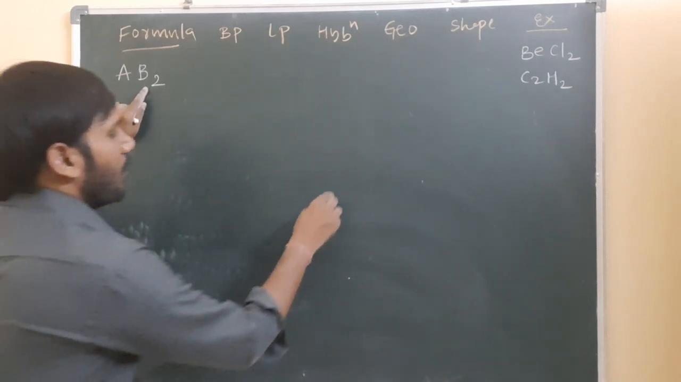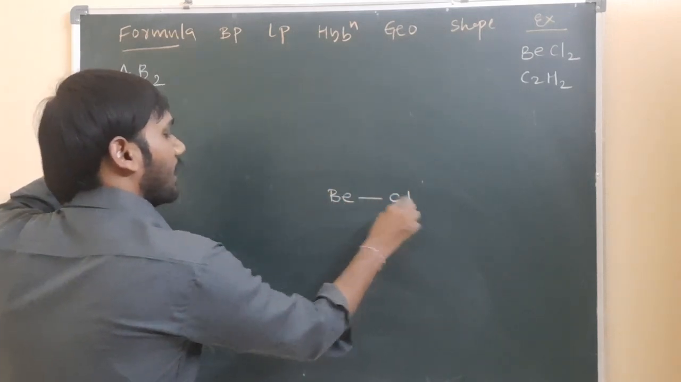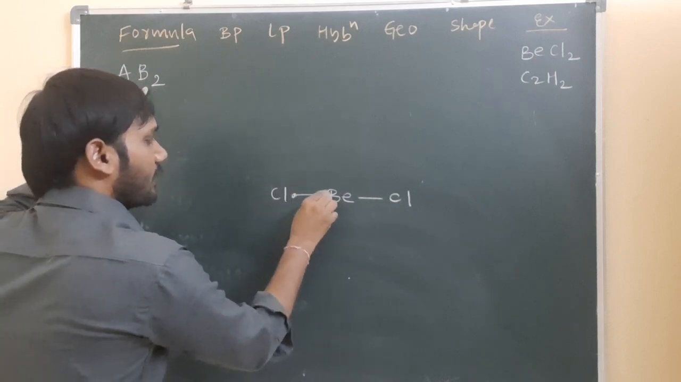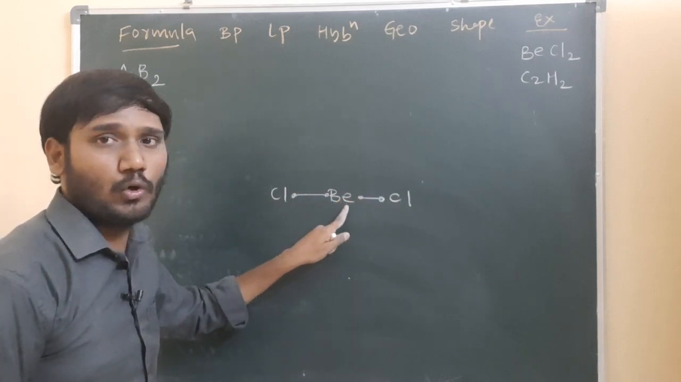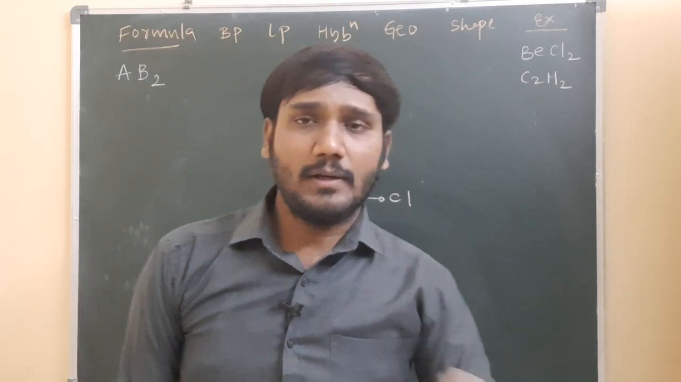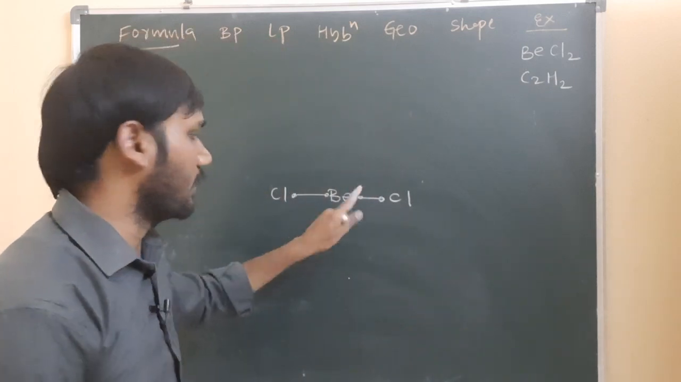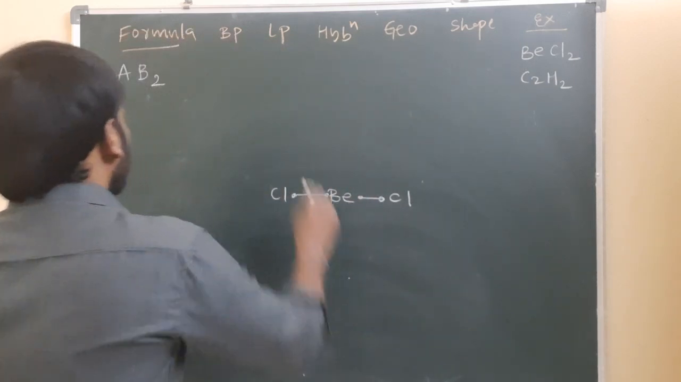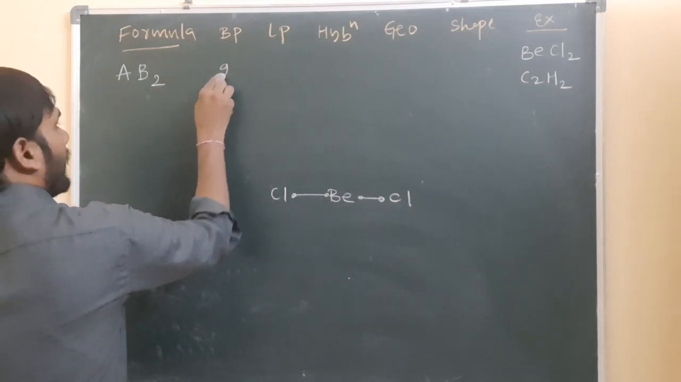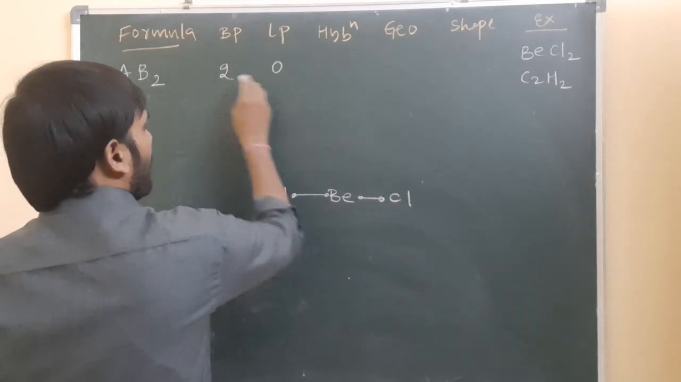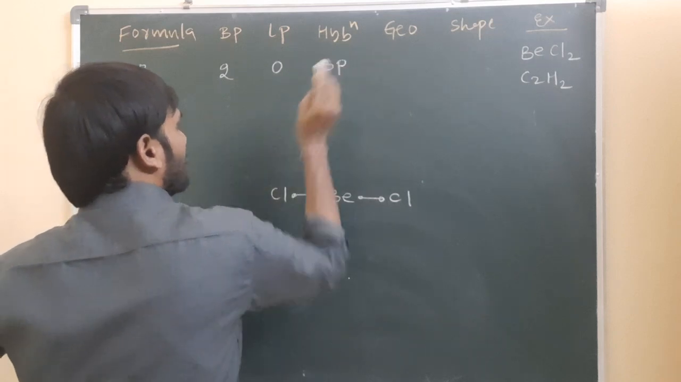AB2, that means how many bond pairs are present here? See, beryllium chloride: these are the bond pairs. There is no lone pair, because beryllium is a second group element, it can form 2 bonds. There are no lone pairs. So for an AB2 type of molecule, bond pairs are 2, lone pairs are 0. Bond pairs being 2 means the hybridization is sp.